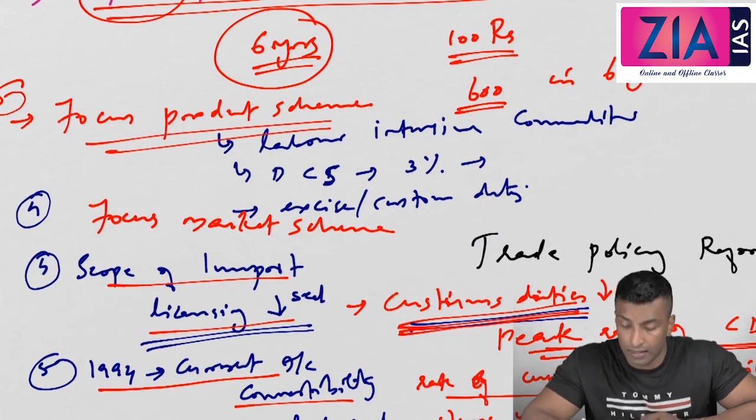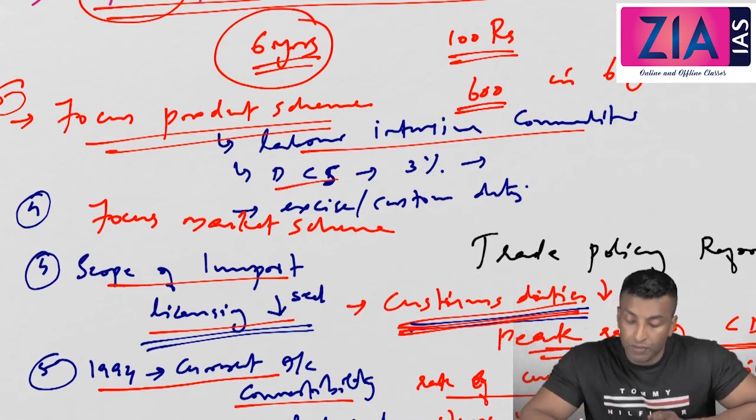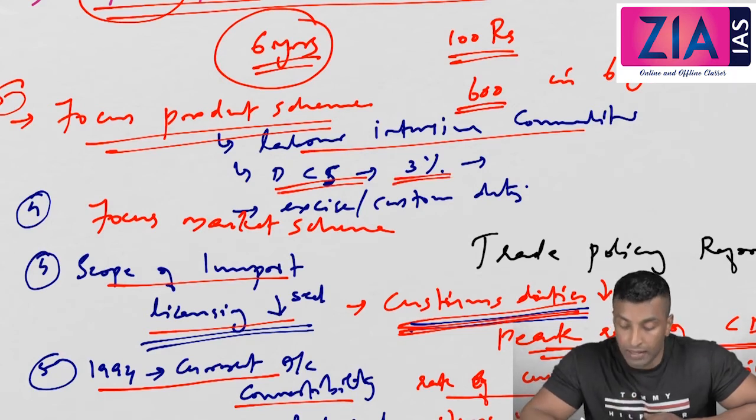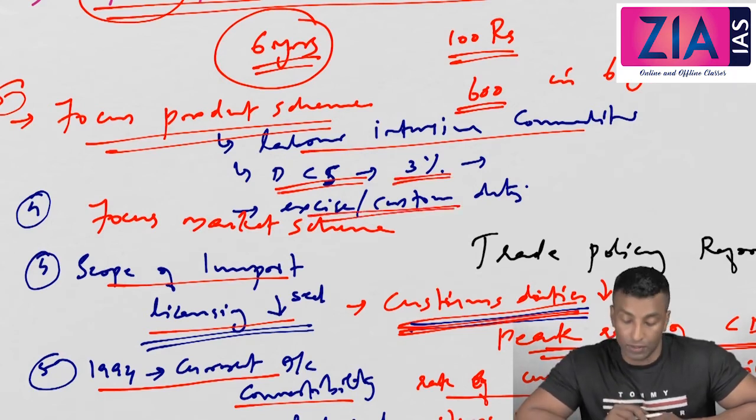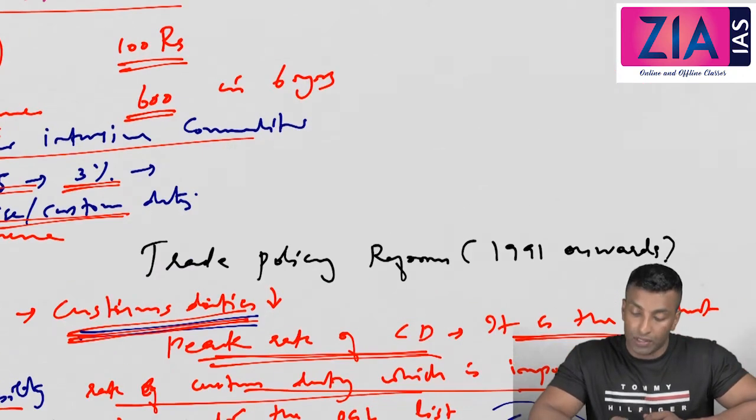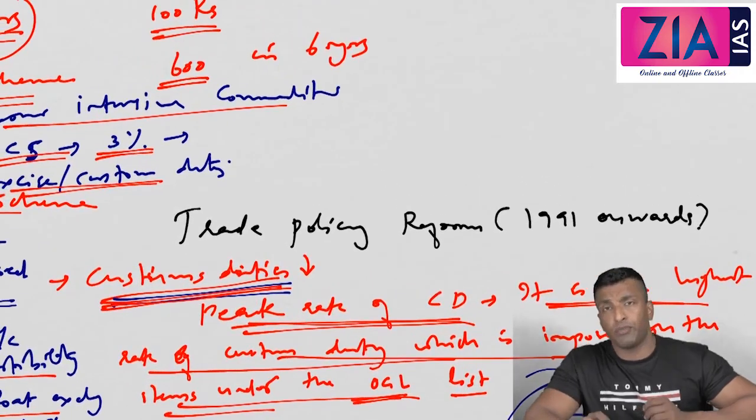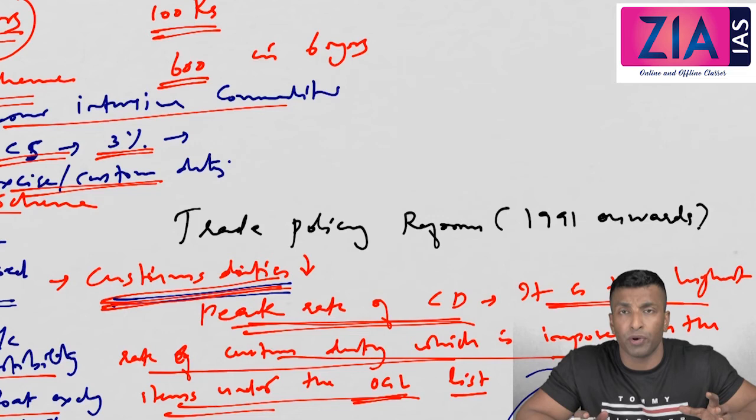Under this, selected exporters of selected commodities, what are they? Labor intensive commodities. They are provided with DCS, duty credit scripts, which is equivalent to 3% of the total exports, and they can use that DCS to pay their excise or customs duty. Then the focus market scheme. So these are the major trade policy reforms from 1991 that we need to talk about. If you get a question in mains, you have to elaborate all these points.